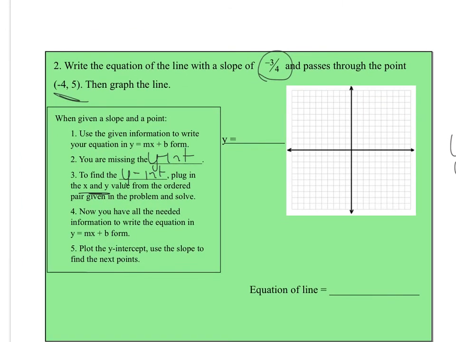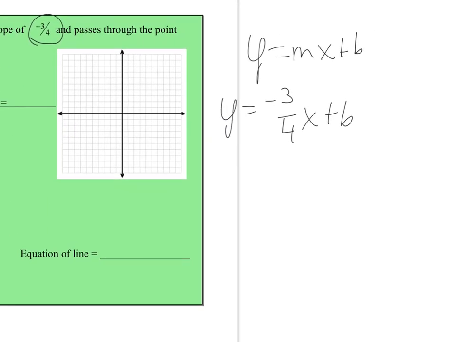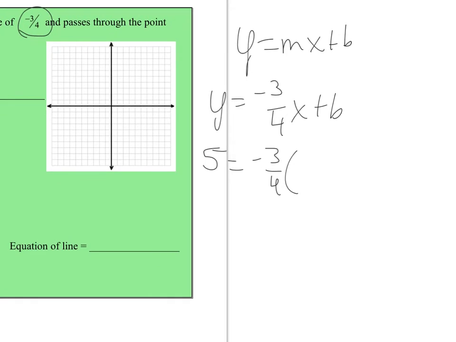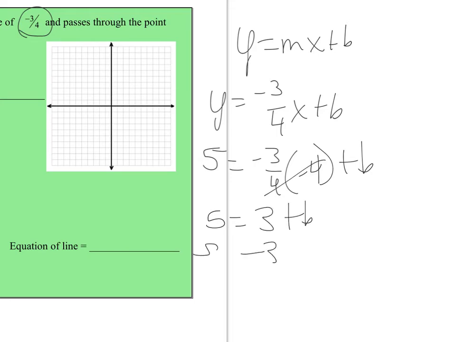So now what I'm going to do is look at (-4, 5). I'm going to put in 5 for y and put in -4 for x, plus b. Now I've just got one variable left to solve for. So I've got 5 equals, the 4 and 4 will cancel out, negative and negative will cancel out, so I get 3 plus b. Subtract 3, b is going to equal 2.